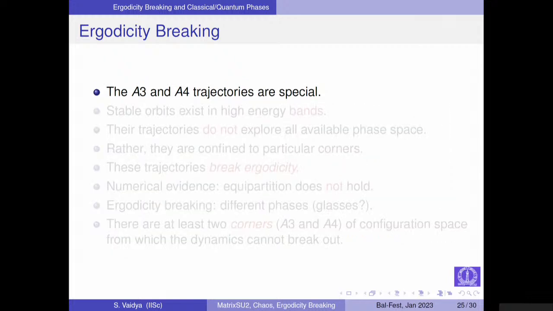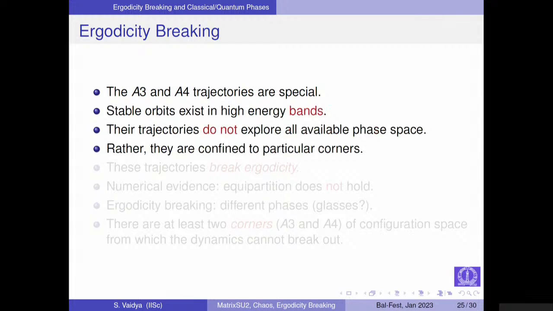And so this suggests to us that ergodicity breaking may have a thermodynamic interpretation. This is where it becomes a little bit conjectural, but I think that we have reasonable evidence for this.